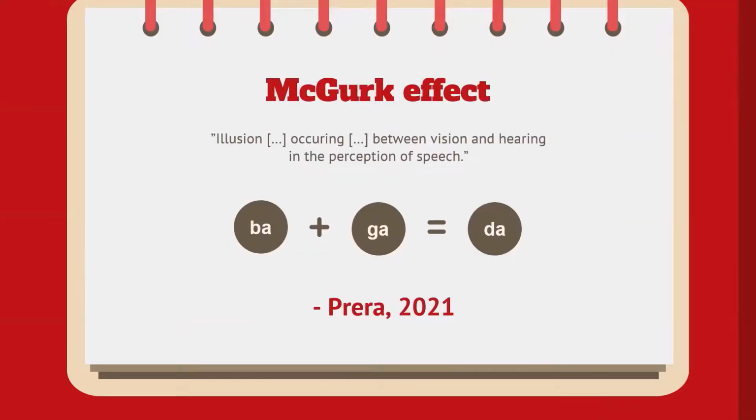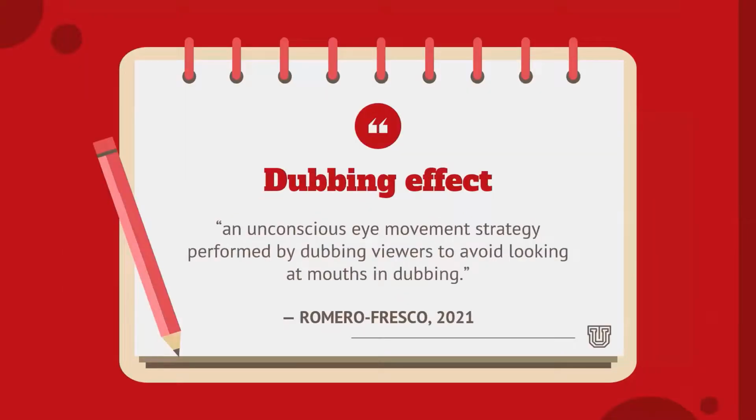Now, why am I telling you this when I'm talking about dubbing? Well, as you might have guessed, in dubbing, most of the sounds are incongruent, right? So what you can see on the screen, most of the time, you can hear something different, right? Okay. In dubbing, we also have something called the dubbing effect.